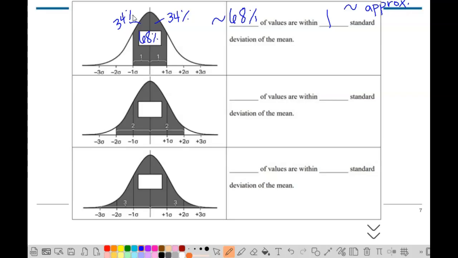Okay, next one. The next one is we start adding more. So if this was 68, now this one is 95%. Approximately 95% of your data values are in those first two deviations from the mean. Write it down. If you're wondering what part we added, use your highlighter and highlight any color. This is the second deviation we added from the original first deviation.